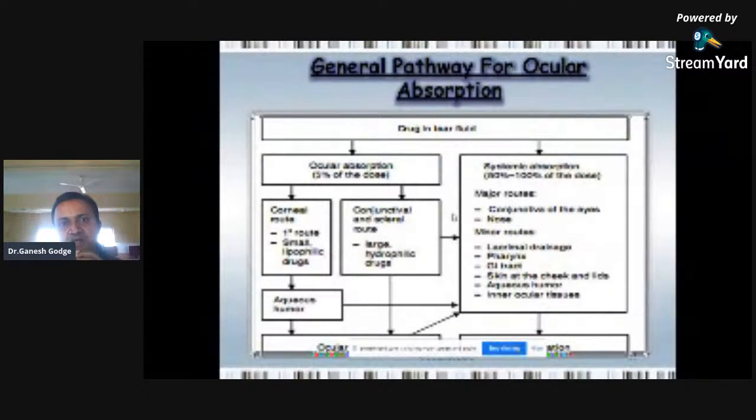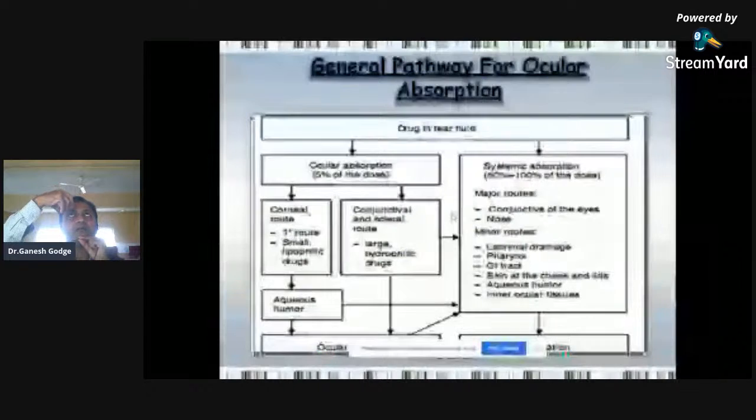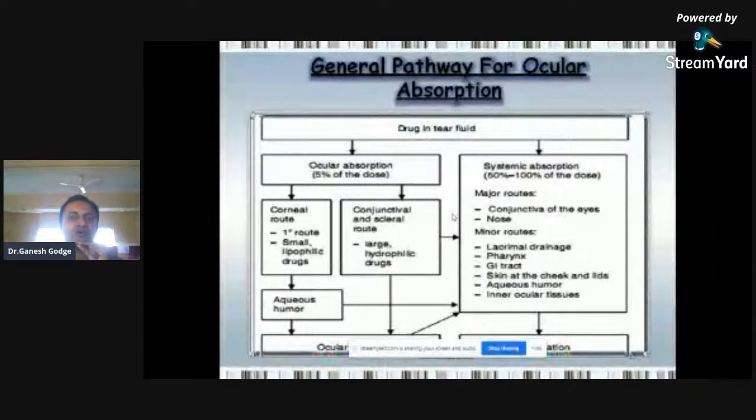Fate means whenever you instill a drop of formulation over the surface of your ocular sac, how that particular drop of drug percolates and takes that drug molecule, active ingredient, into systemic circulation. That is the fate of ocular drug delivery. So overall, this chart which is present in front of you in this slide is in short called the fate of ocular drug delivery. In short, it is the general pathway of ocular absorption.